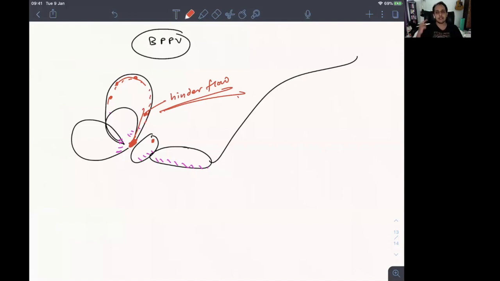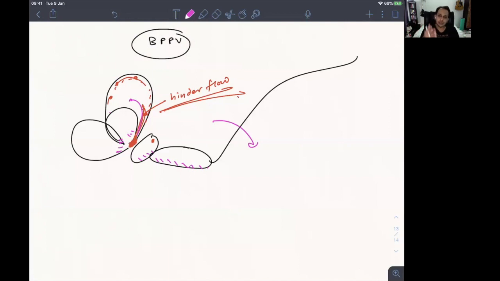What happens is that if it persists, after a while your brain gets used to it and it starts to make corrections. If it persists for a long time, your brain starts to ignore that part of the signal, and then your vertigo decreases. One of the treatments for this is that you teach the patient a maneuver called Epley's maneuver, in which the patient himself is able to maneuver the head in a way that the stone gets dislodged.